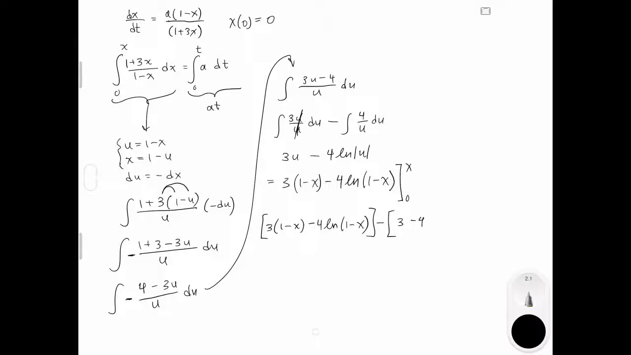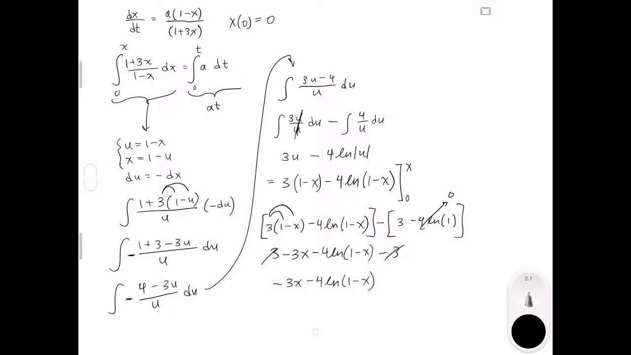Minus 4 times natural log of 1 minus 0, so that's 0. Natural log of 1 is 0. So it's just this whole first thing in brackets minus 3. And then I'll just distribute this, so you get 3 minus 3x minus 4 natural log of 1 minus x minus 3. So the 3 here and the 3 here cancel, and you're left with negative 3x minus 4 natural log of 1 minus x.